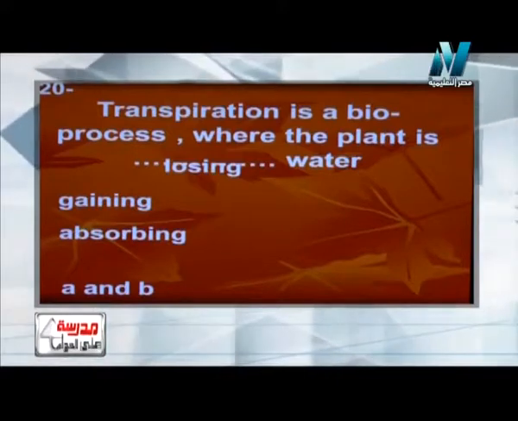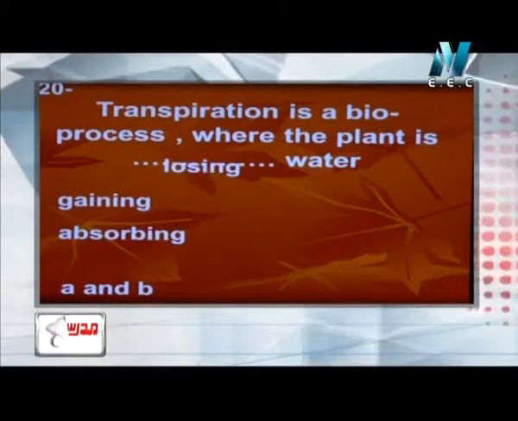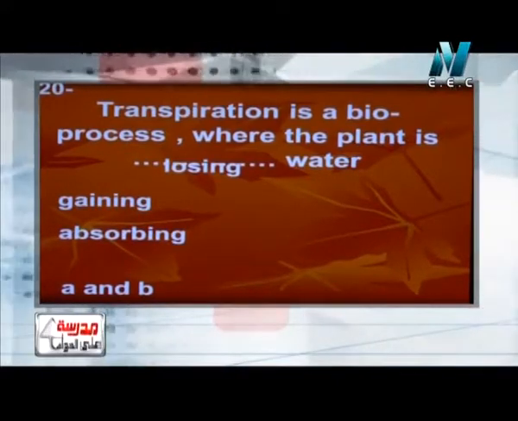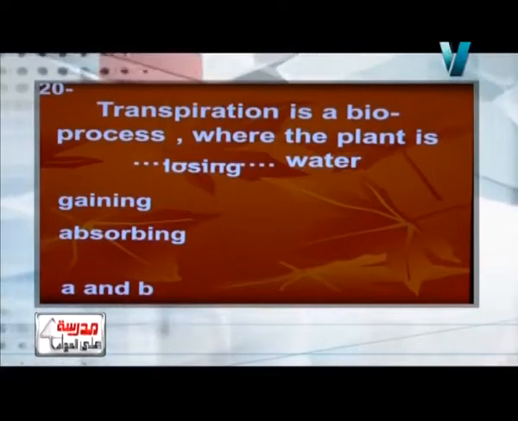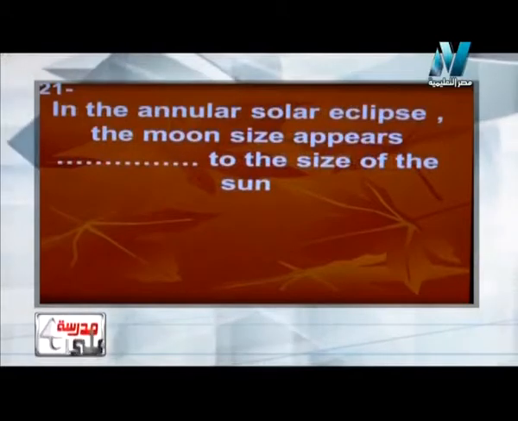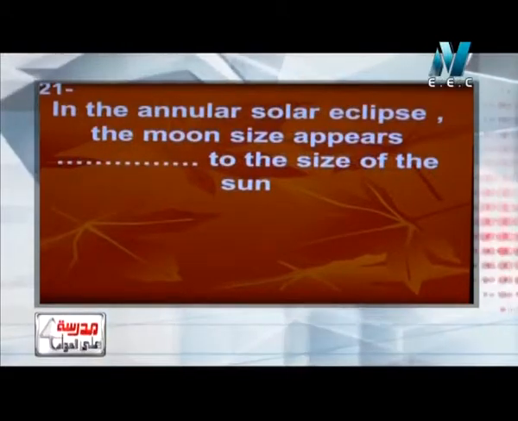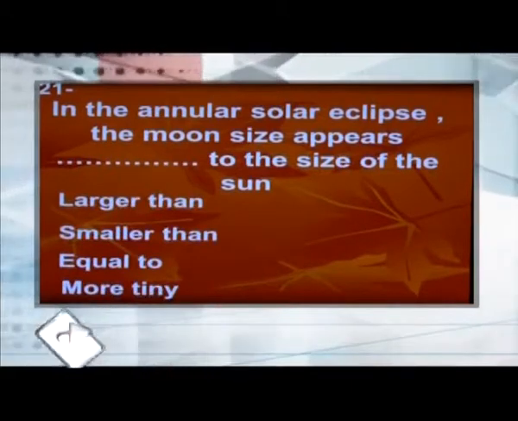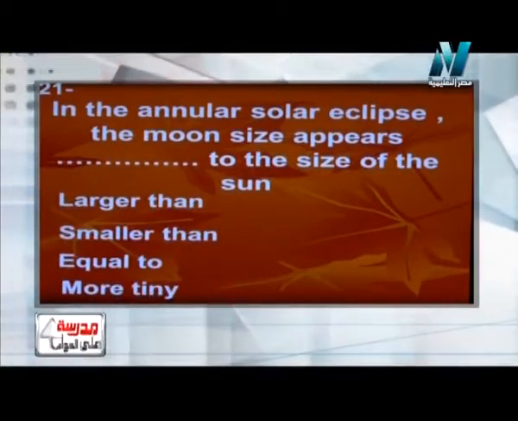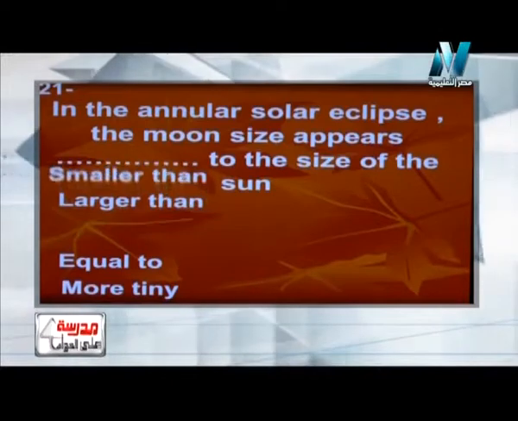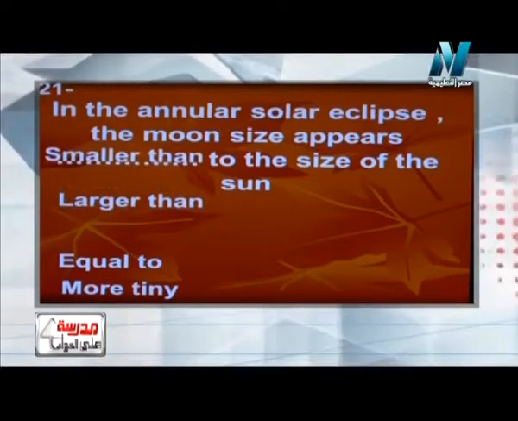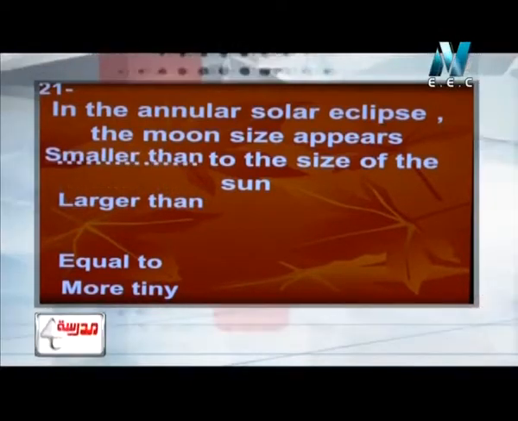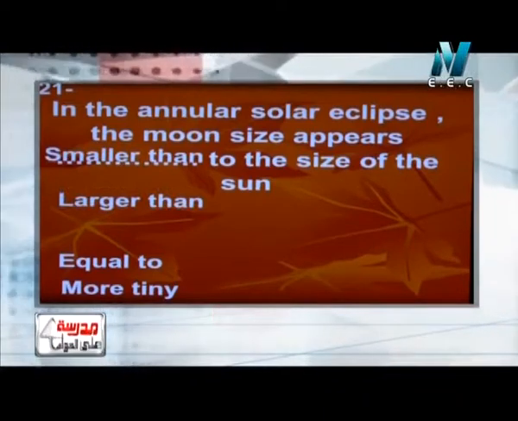Again, transpiration is a process where the plant loses the excess water from the stomata. Another question: in the annular solar eclipse, the moon size appears larger than, smaller than, equal to, or more tiny? It's a repeated question. It will be smaller than the size of the sun. In the annular solar eclipse, the moon size appears smaller than the size of the sun.